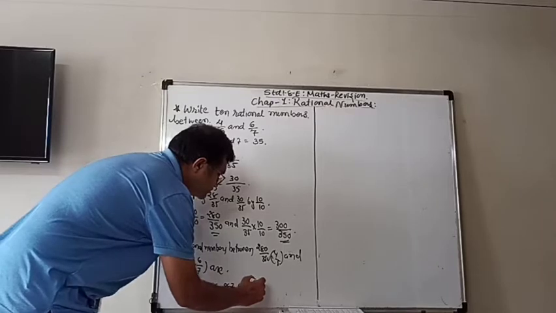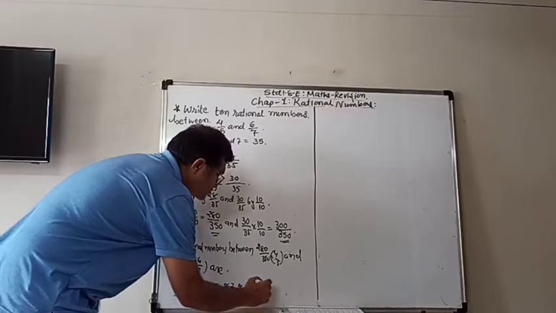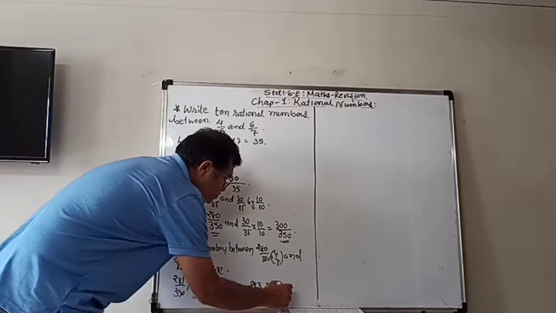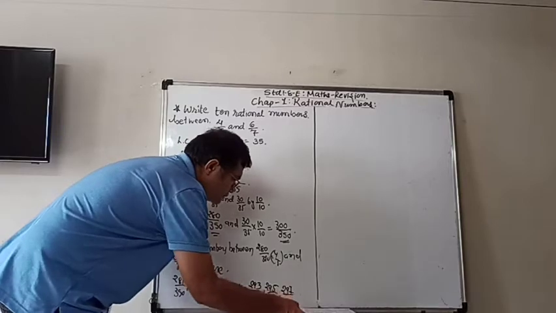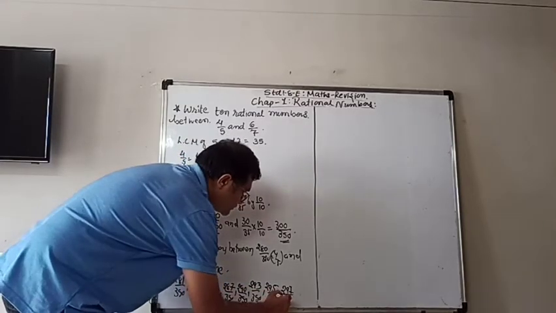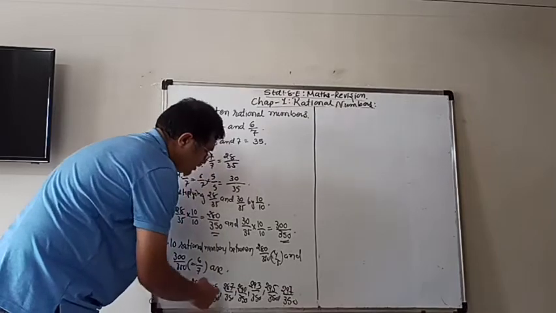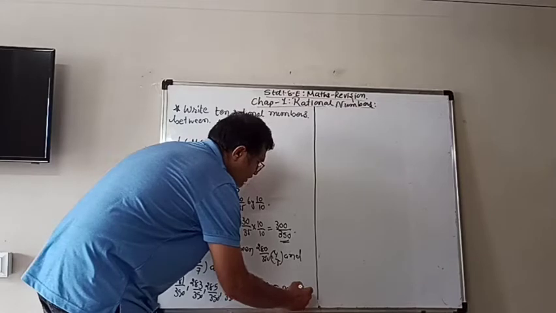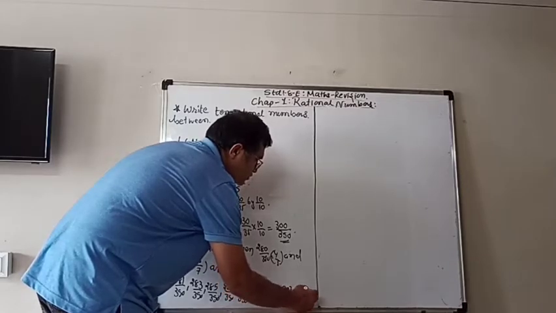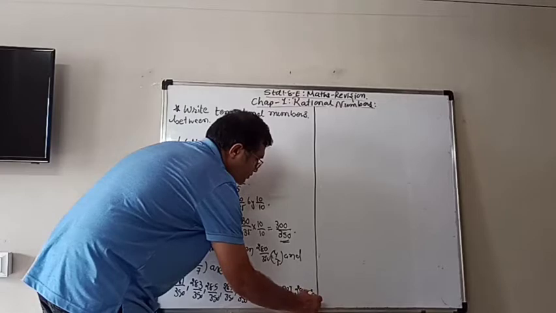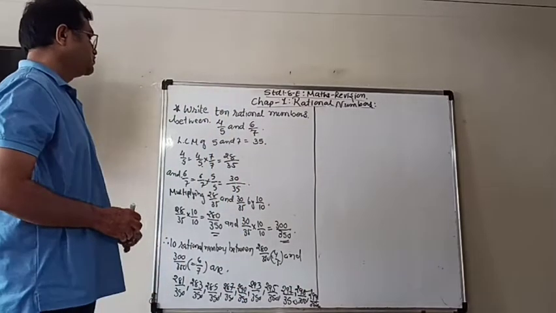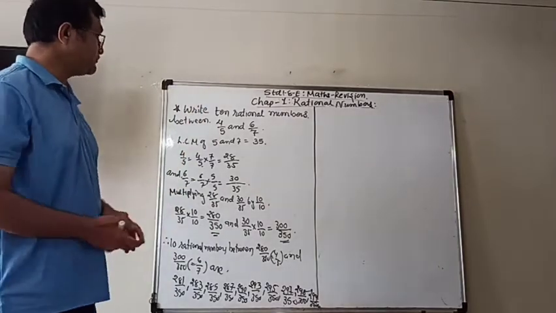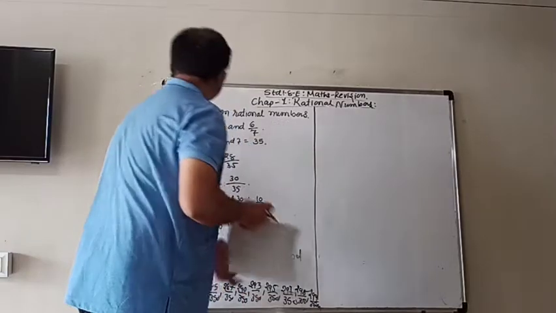So 293/350, 295/350, 297/350, 1 2 3 4 5 6 7 8. Two more, 298/350 and 299/350. So here we get a big range. So you can write down any 10 numbers between those two numbers.